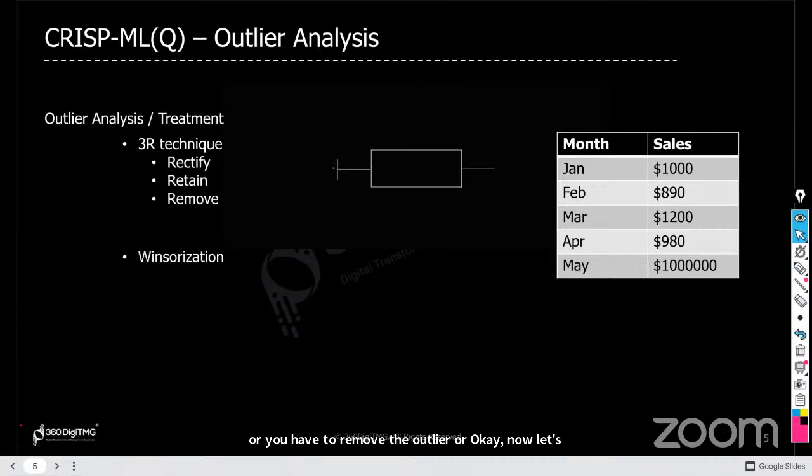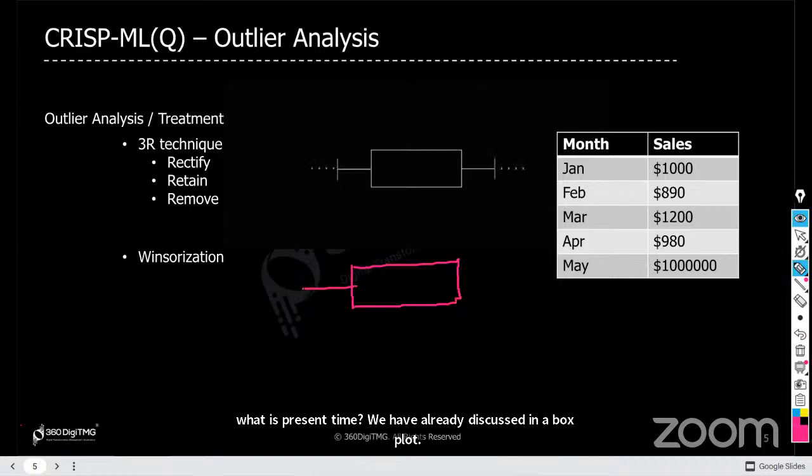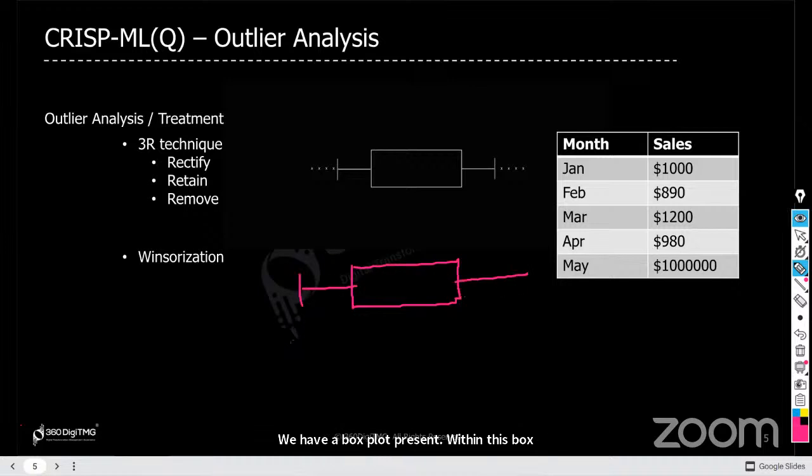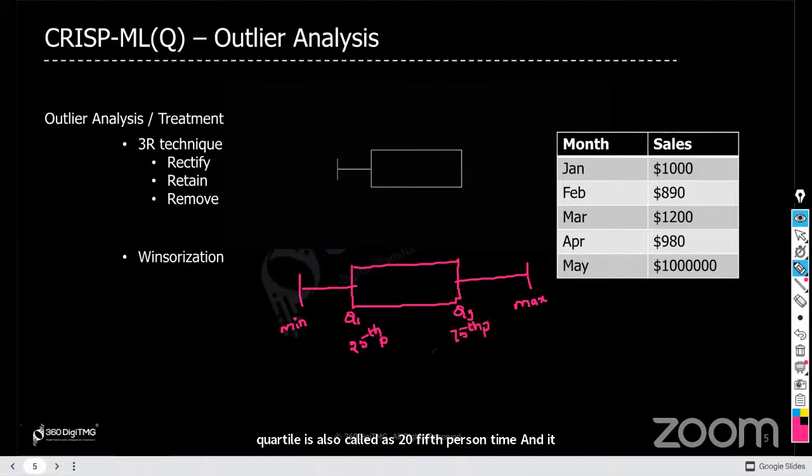The next one that we have is Winsorization. I think you already know about this. In Winsorization, we will take some percentile. We have already discussed percentiles in the box plot. Within this box plot, you already know this is called the minimum, this is called Q1, this is called Q3, and this is called the maximum value. Here you have already known the first quartile is also called the 25th percentile, and Q3 is also called the 75th percentile. These namings we have also seen.